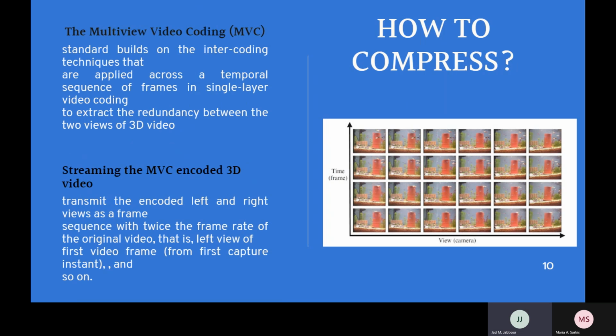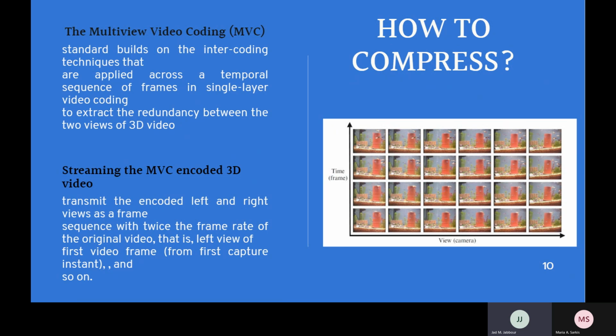The multi-view video coding standard, or MVC, builds on the intercoding techniques that are applied across a temporal sequence of frames in single-layer video coding to extract the redundancy between the two views of 3D video. More specifically, MVC typically first encodes the left view and then predictively encodes the right view with respect to the left view. Now, one approach to streaming the MVC encoded 3D video is to transmit the encoded left and right views as a frame sequence with twice the frame rate of the original video.